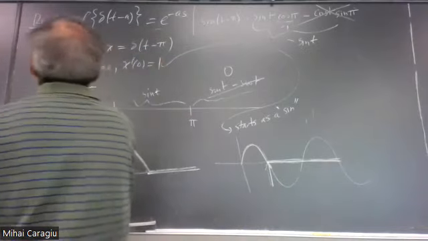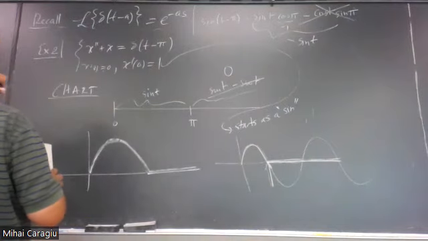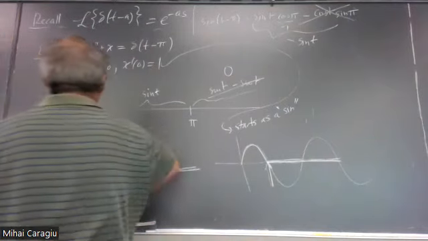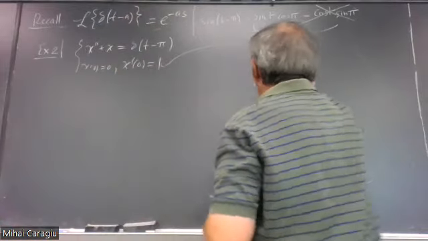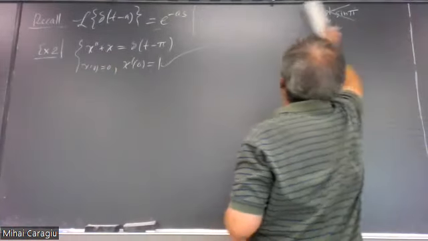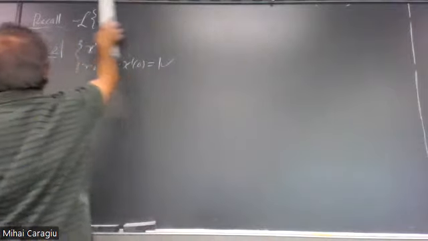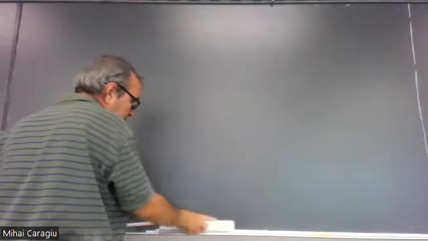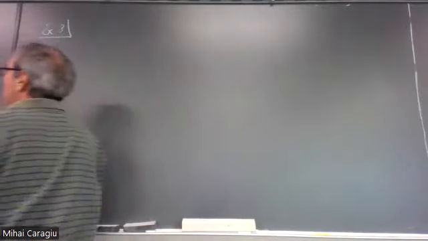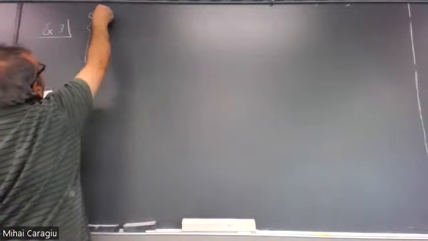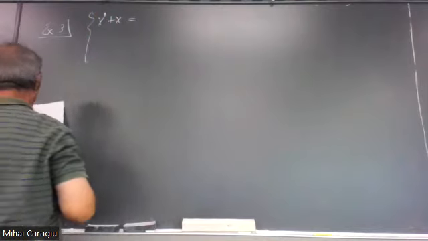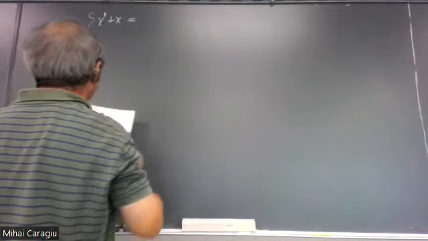Okay, so let's do other ones. Exercise 3 will involve some non-trivial amplitudes. Okay, so exercise 3. So I got here x double prime plus x equals 3 times delta of t minus 5 pi over 2.